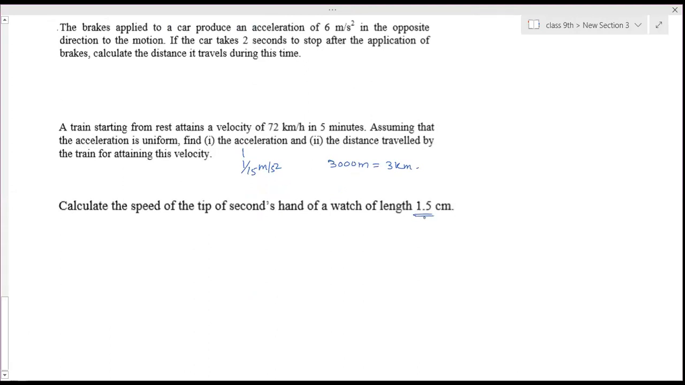Ma'am, I got something like 0.73. No. 2 into 3.14 into radius, which is 0.16, ma'am. Ma'am, we have to take pi as 3.14. And 22/7 will not work out? So speed is equal to distance by time. Ma'am, how do we know when to use 22/7 or 3.14? Use anything.